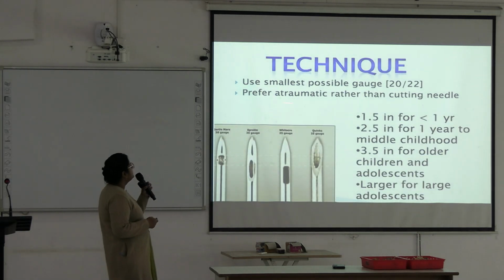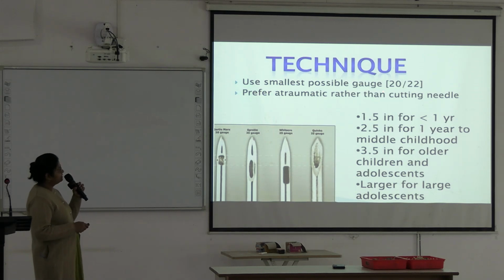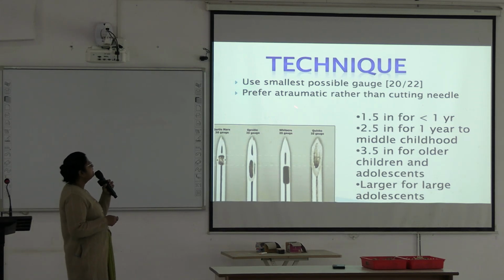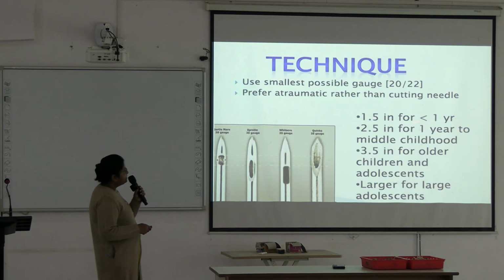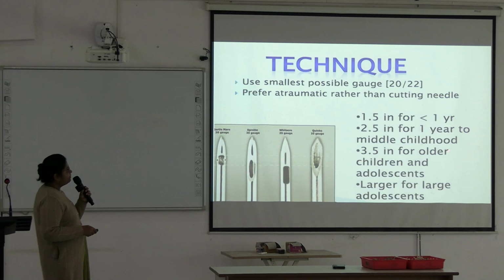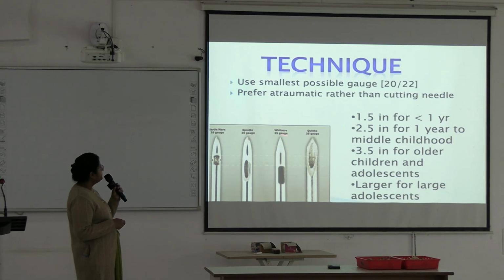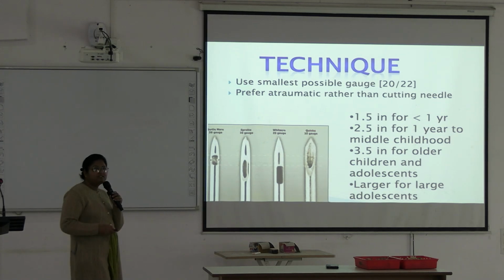Next, what is the technique? Use the smallest possible gauge. 20 gauge to 22 gauge needle is used. Prefer atraumatic needles rather than cutting needles. 1.5 inches for less than 1 year, 2.5 inches for 1 year to middle childhood, 3.5 inches for older children and adolescents, and larger for larger adolescents. Okay, so these are 25 gauge needles. These are used for different varieties of lumbar puncture needles.